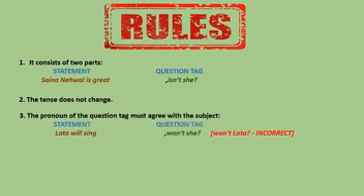Third rule, the pronoun of the question tag must agree with the subject. Now if you observe the two words in a question tag, the first word is your verb and the second one is a pronoun, right? Pronouns are words which are used in place of nouns. So let's go to the first example again. Saina Nehwal is great. Saina Nehwal is a female character and therefore we use a female pronoun. Isn't she? We do not say, isn't Saina Nehwal? That is incorrect.